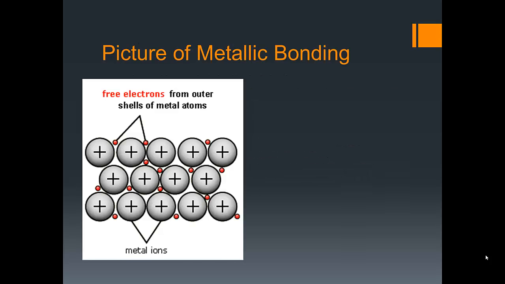Here's a quick picture of metallic bonding. So we have our cations, because all metals are going to form cations, and then the electrons from those metal atoms are just kind of moving around and they're free. So they can move from place to place within that metallic ion structure.